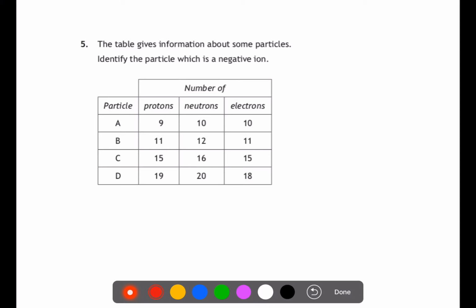Here we have some information about some different particles and the subatomic particles that can be found in the atoms or ions. We want to know which of these particles is a negative ion, so we need to find out the charge. To find the charge, we're going to take protons minus electrons. So here we have 9 minus 10 gives us a charge of -1. 11 minus 11, this has no charge. 15 minus 15 has no charge. And 19 minus 18, we have a +1 charge. So our negative ion is particle A, where we have more electrons than protons.